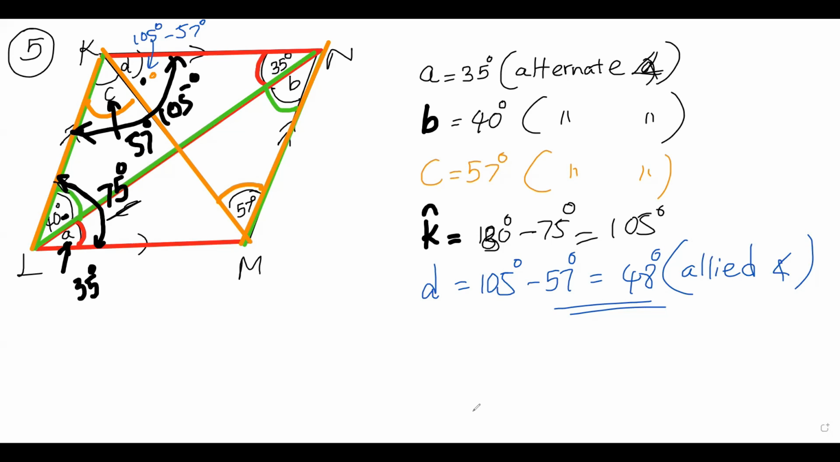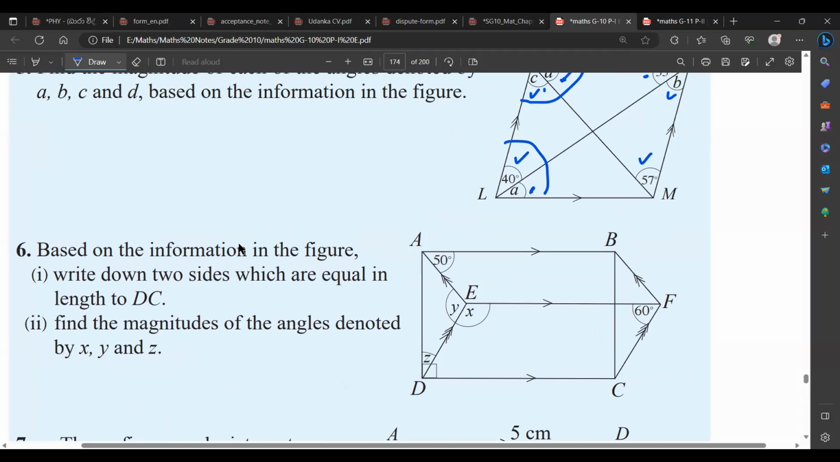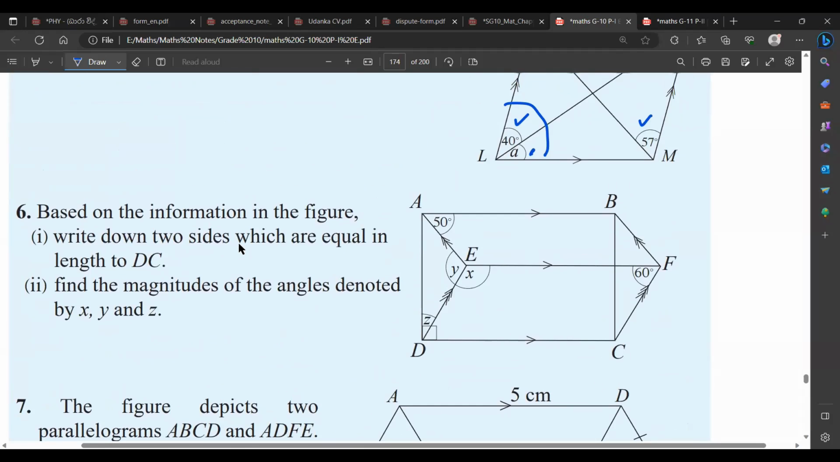Okay. Can you do the last one also? Sixth one. You can do this too, no? Just do the sixth one.